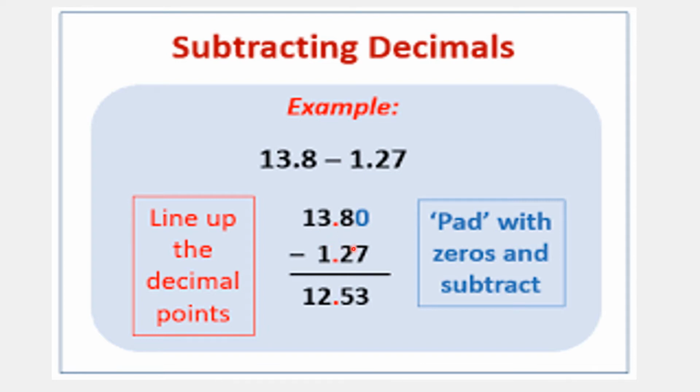1.27. Now borrow 1 from here. So this will become 7, and this will become 10. 10 minus 7 is 3 and 7 minus 2 is 5. And 3 minus 1 is 2, and take down this 1 here. So 12 point, and place the decimal just below the decimal. So the answer is 12.53.